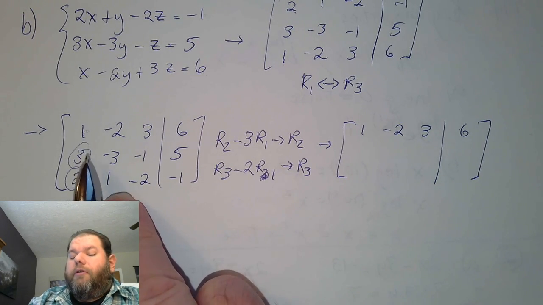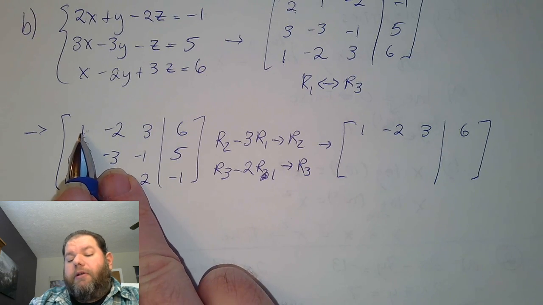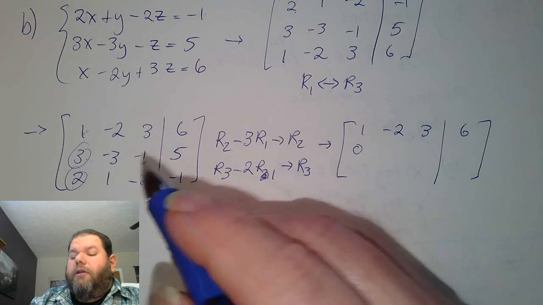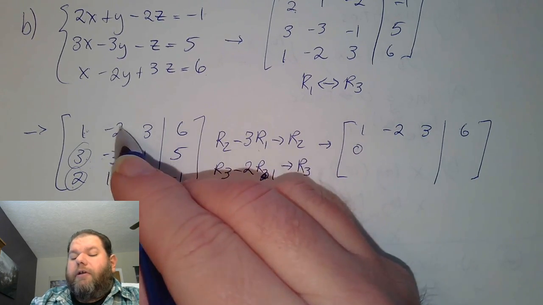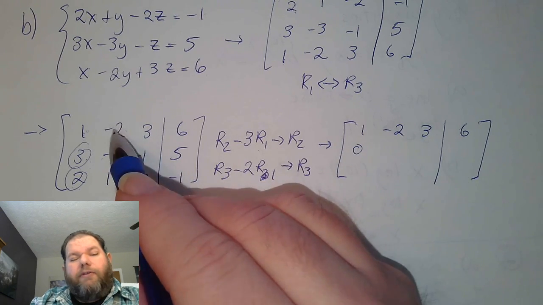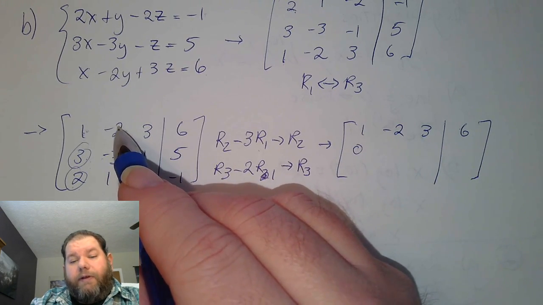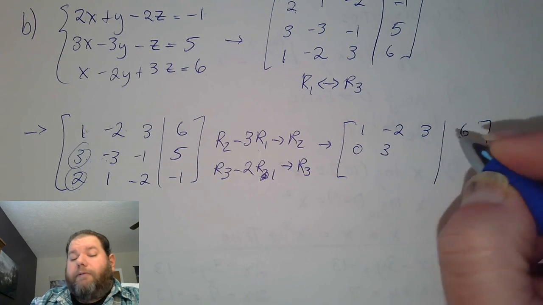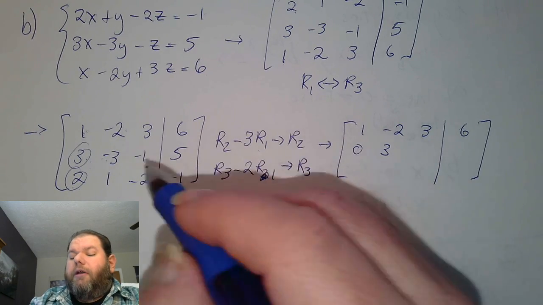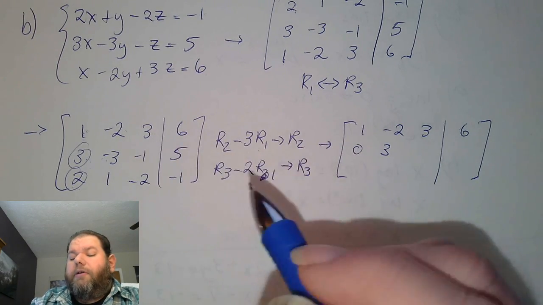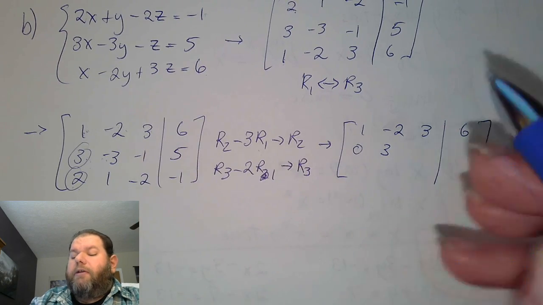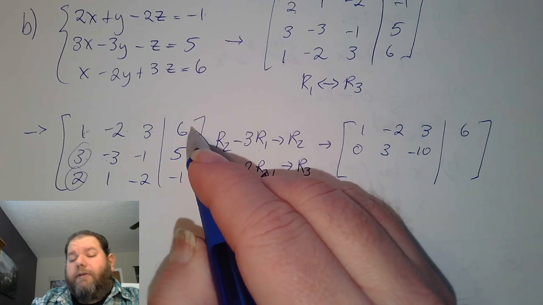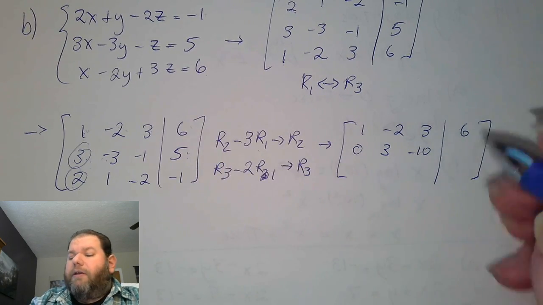Now for row 2, take 3 minus 3 times 1. 3 minus 3 is 0, as we intended. -3 minus 3 times -2. Minus 3 times -2 is positive 6, so -3 plus 6 gives us a positive 3. -1 minus 3 times 3. -1 minus 9 is -10. And then 5 minus 3 times 6. 5 minus 18 is -13.